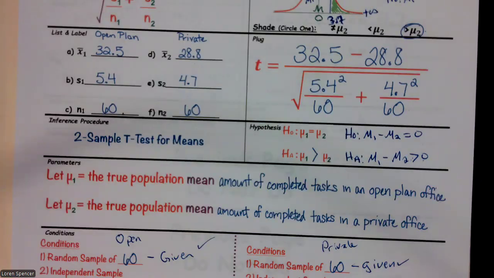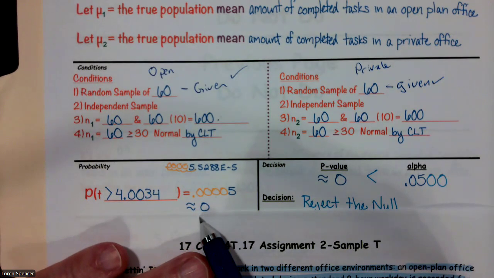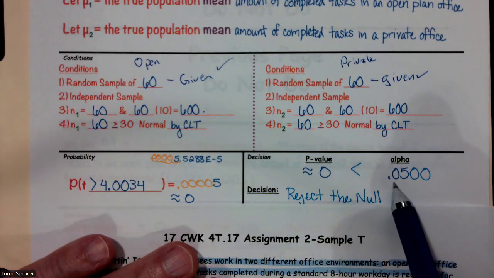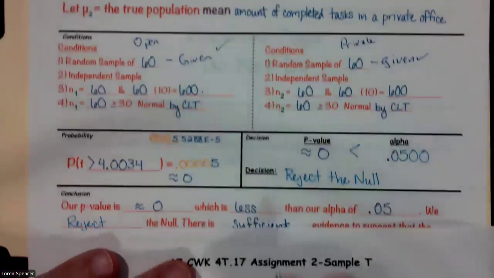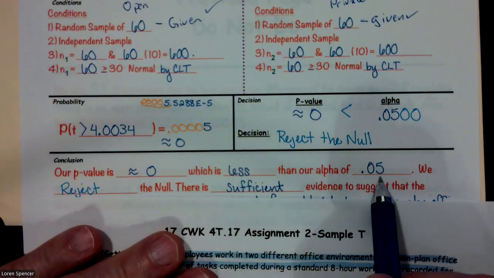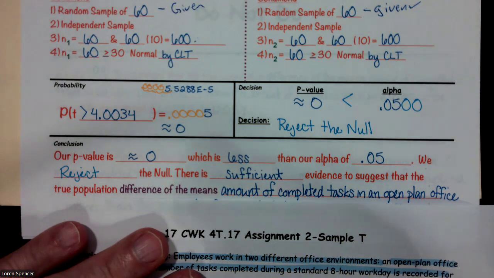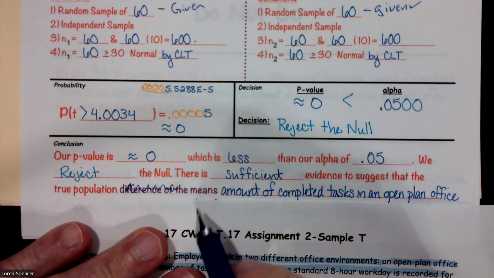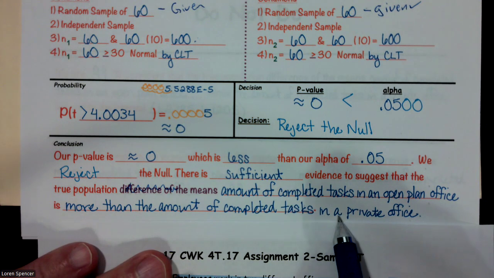So flipping back over, our p-value is approximately 0. With our p-value being 0, that's less than our alpha of 0.05. So we're going to reject the null. We reject the null. There's sufficient evidence to suggest that the true population mean amount of tasks in the open office is more than the amount of tasks in the private office. And by the way, you don't have to say difference here.